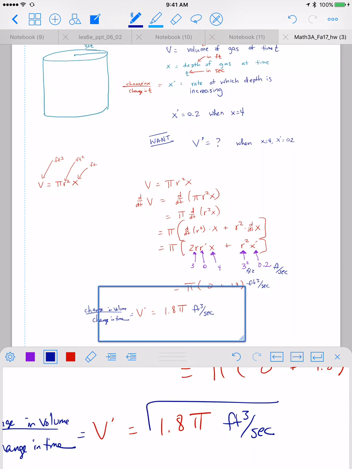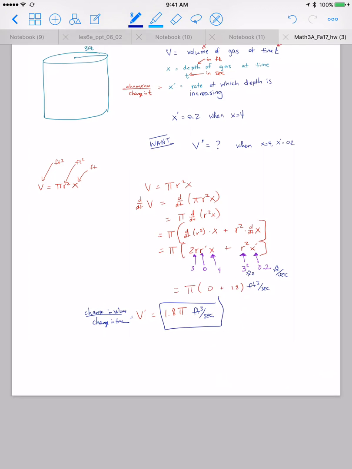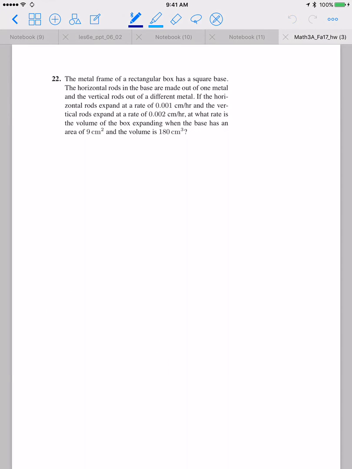All right, so there's our final answer. Okay, let's go to the next one. Metal frame of a rectangular box has a square base. Okay, so we can start to draw a picture. So we've got a rectangular box, and it's got a square base.